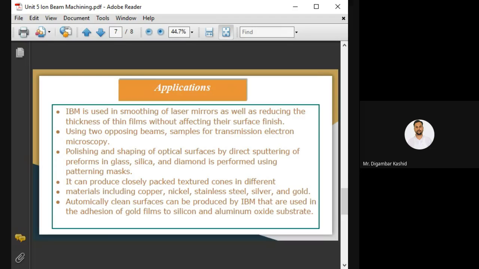Then polishing and shaping of optical surfaces by directing fluttering. It performs on gas, silica, and diamond, and that is performed using a patterning mask also. Then again, this process can produce closely packed structured cones in different materials, including copper, nickel, stainless steel, silver, or gold also.